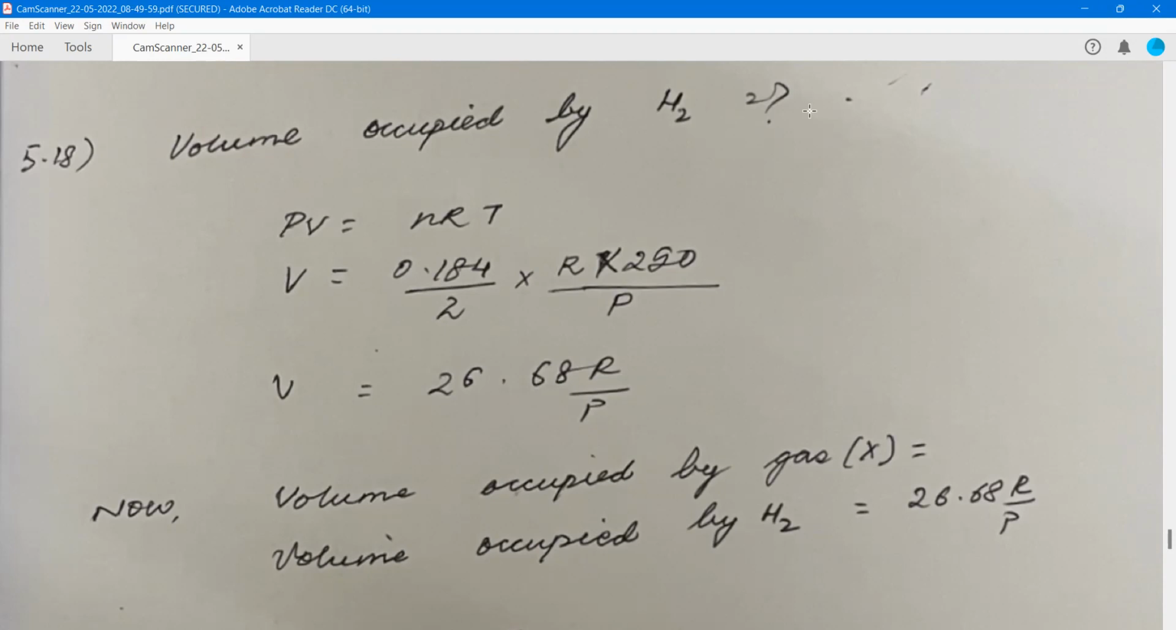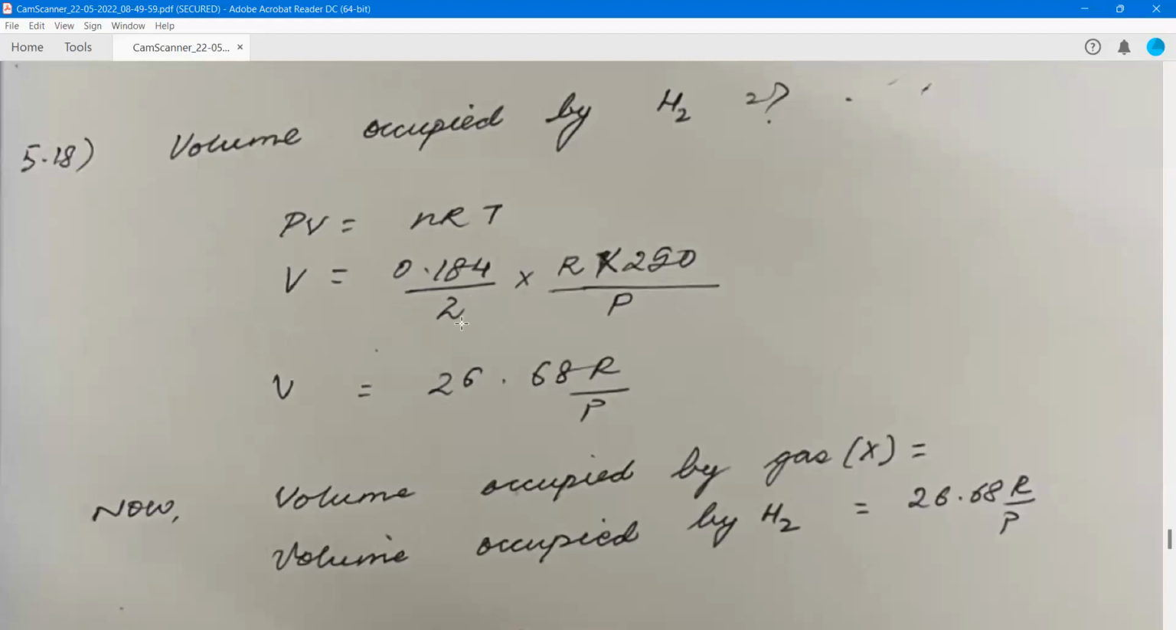So you have to keep the pressure constant as P. First you have to calculate the volume occupied by hydrogen, because both the gases are occupying the same volume. So you apply the equation PV = nRT for hydrogen to calculate the volume occupied. Here they have mentioned 0.184 gram, so you have to calculate the number of moles by dividing it by 2, which is the molecular mass of dihydrogen.